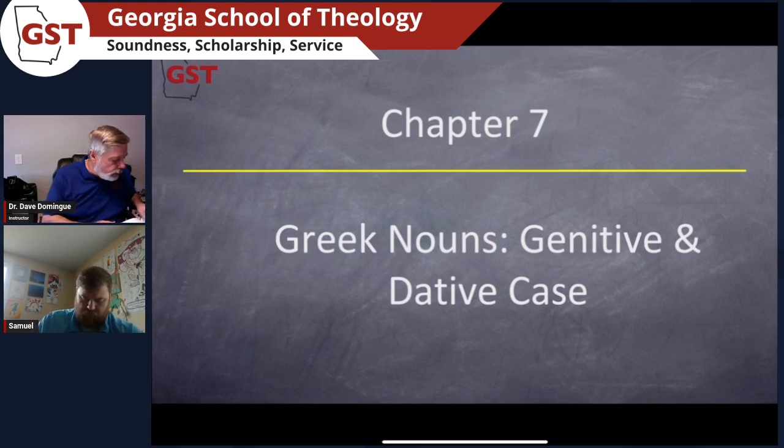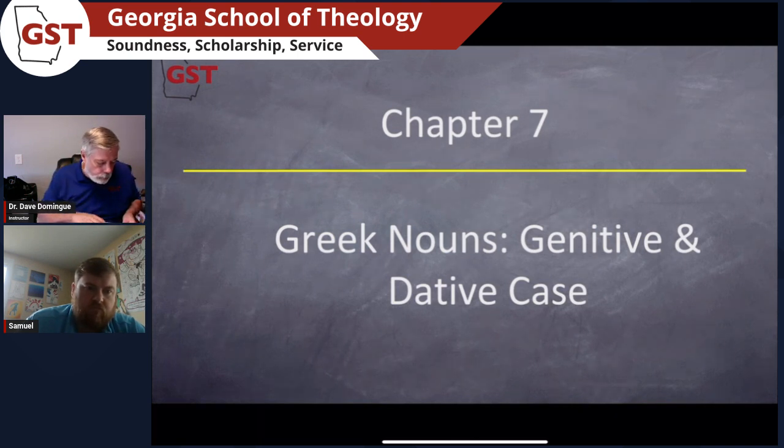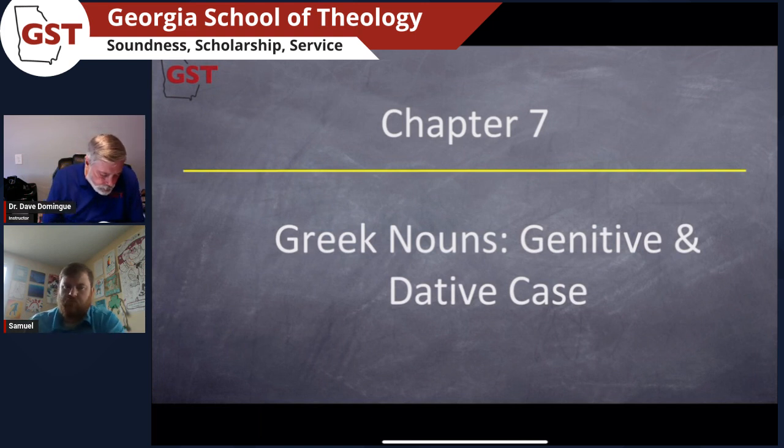I did want to mention that in Mounce's Basics of Biblical Greek book, he has an exegetical insight, and I thought it was interesting to point out here. Now we're moving from the nominative and accusative into the genitive and dative case.